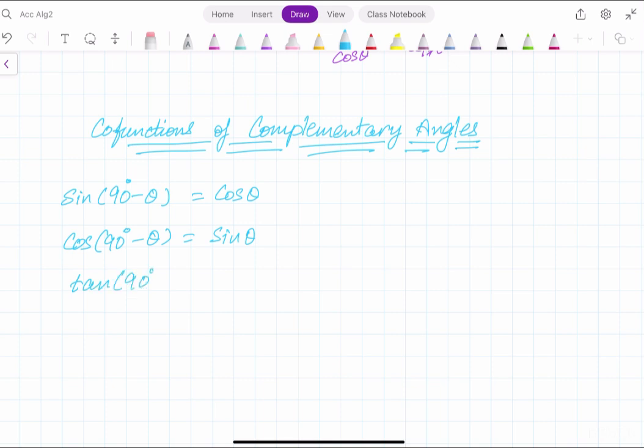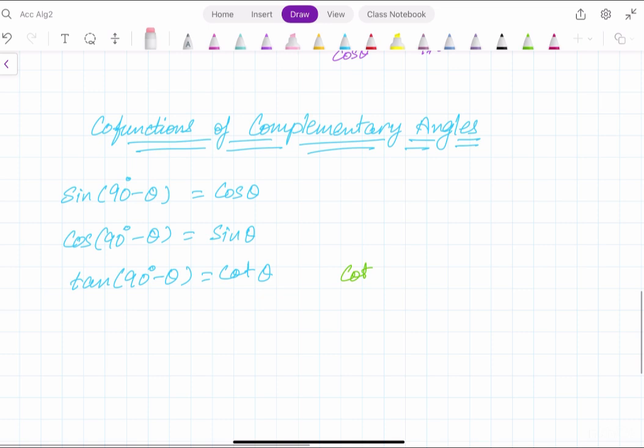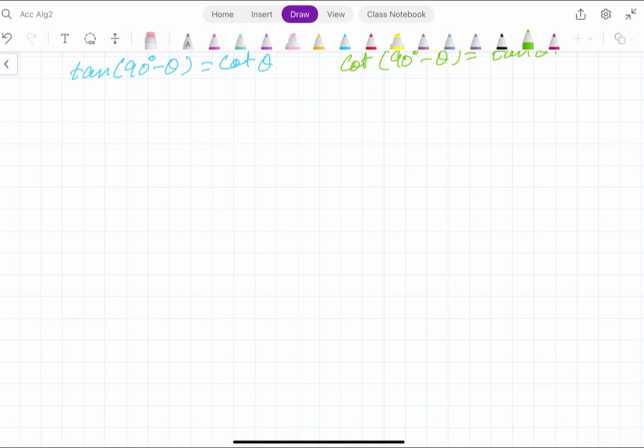tangent of 90 degrees minus theta will be cot theta, and along the same line we can say cot of 90 degrees minus theta will be tangent theta, and secant of 90 minus theta will be cosecant theta. So this is just the recap.